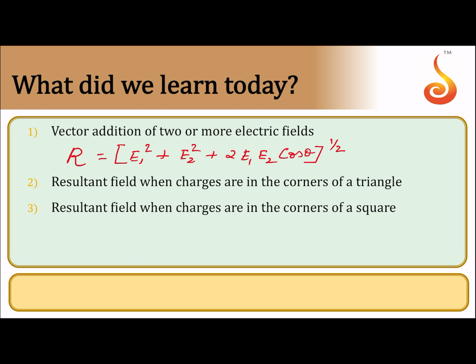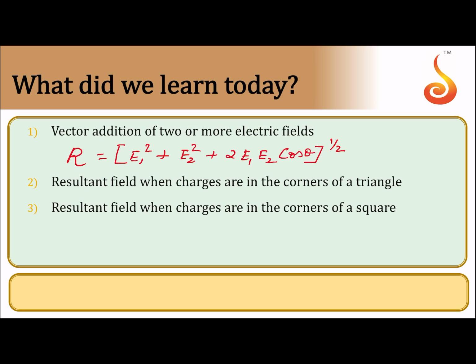We've also solved finding the resultant electric field when two charges are at the corners of a triangle. We did it for a right angle triangle. We also did it for an equilateral triangle. Both we solved. We solved for resultant field when charges are in the corners of a square. You can have them in the corners of a hexagon or any other diagram that you want. Simply find the distance, find the field, find the angle between the fields, and get the answer.